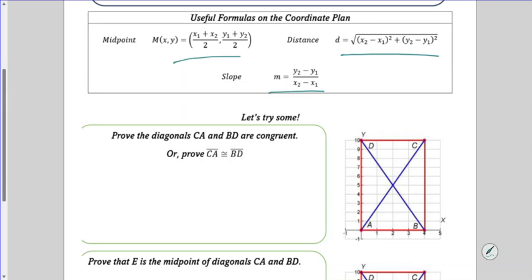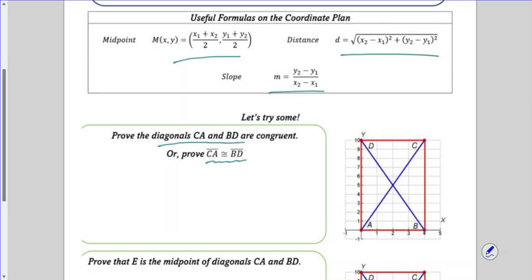In the first one, we're trying to prove that the diagonals CA and BD are congruent. So this diagonal, BD or DB, you can say that in either order, is going to be the same length as CA or AC. We're trying to prove that those are congruent, or that they're the same length. Another way we could say that is with this notation: CA with that line over top of it is saying that that's line segment CA, and we're saying that that's congruent to line segment BD.